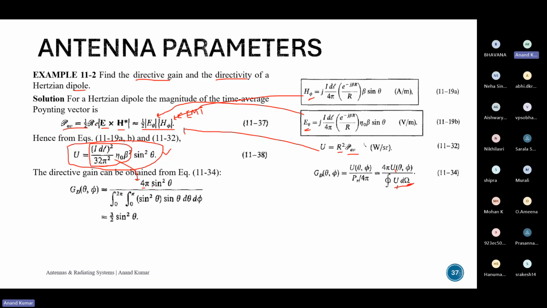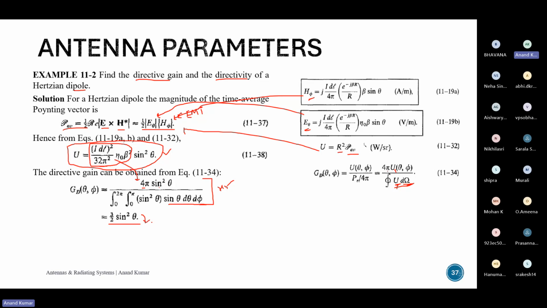So you just end up with 4 pi, which is from here, and the sine square theta over here. In the integral you have sine square theta, and then d omega is expanded to sine theta d theta d phi. So you end up with this integral. Now this is a high school problem sort of thing. We just need to integrate, and we end up with this directive gain pattern, which is 3 by 2 sine square theta.